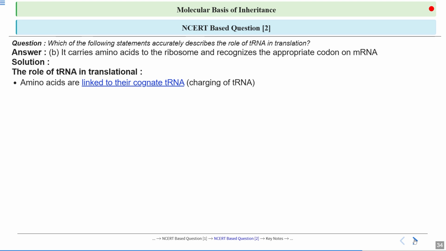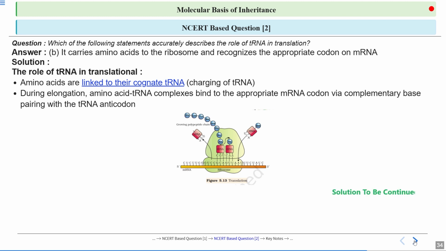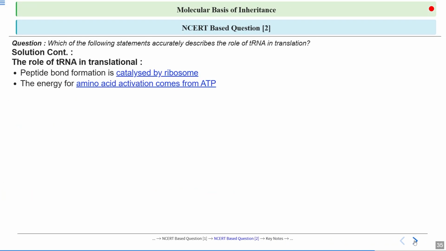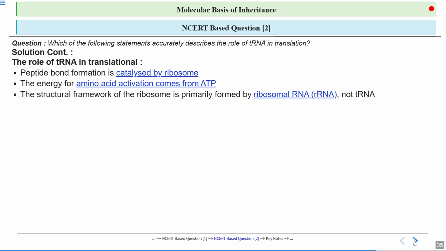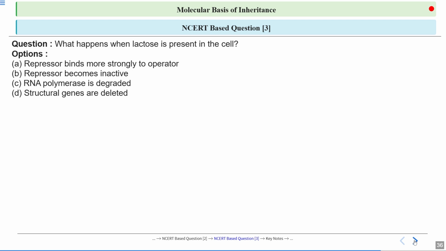So what is the role of tRNA in translation? Amino acids are linked to their cognate tRNA. This is what we call charging of tRNA. During elongation, the amino acid-tRNA complex binds to the appropriate mRNA codon via complementary base pairing with the tRNA anticodon. Then peptide bond formation is catalyzed by the ribosome. The energy for amino acid activation comes from what? ATP. And the structural framework of the ribosome is primarily formed by ribosomal RNA, not tRNA. So yeah, this is the answer for this question.